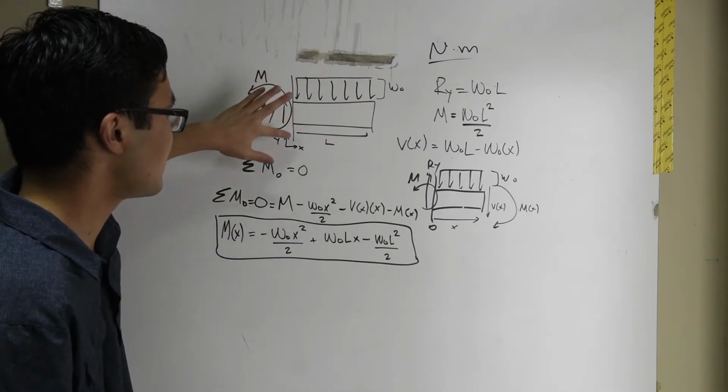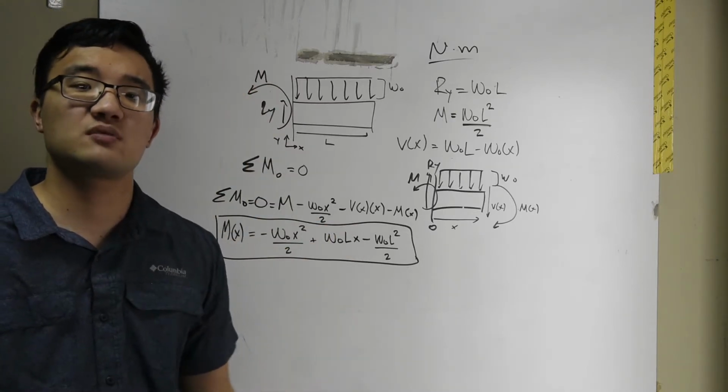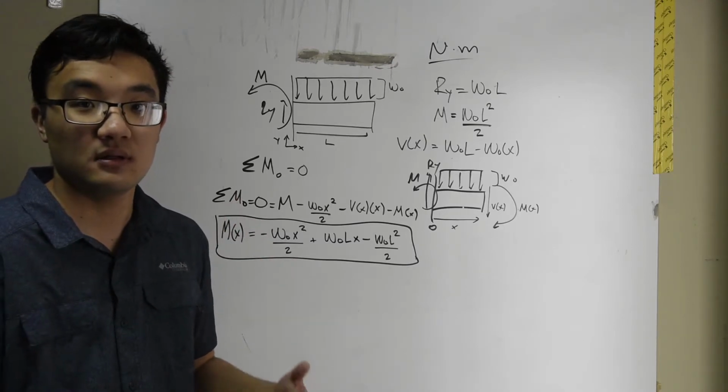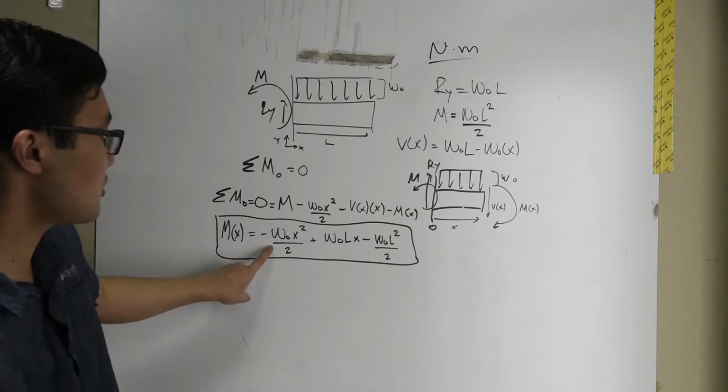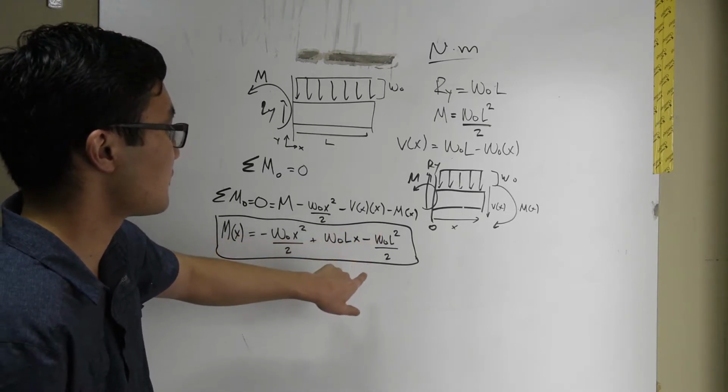It disappears, and we're taking x about 0, which is only going to be M. M is a reaction moment. It has to equal M when x is equal to 0. Does it? Well, this term will drop to 0. This term drops to 0. We're left with w naught L squared over 2.